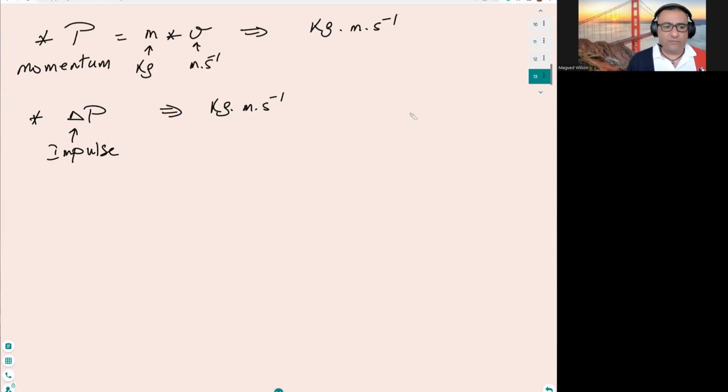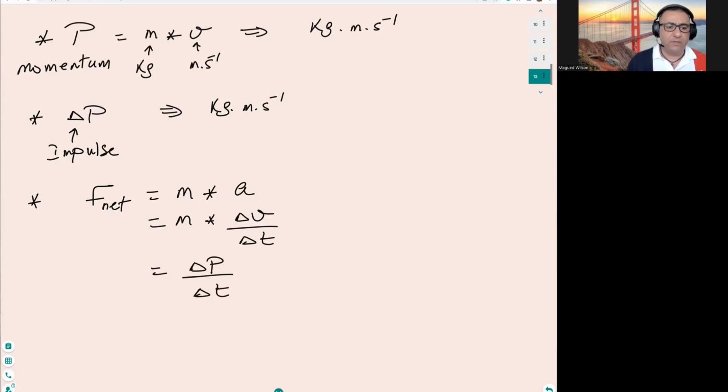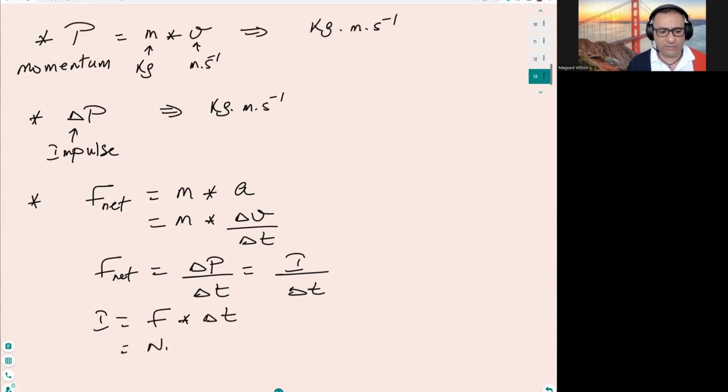And actually, we can link impulse to the force. According to Newton's second law, the net force is equal to mass times acceleration, and acceleration is delta V over delta T. So m times delta V is the change in momentum, so the numerator becomes delta P over delta T. And delta P, we call it impulse, I, and this is the net force or sometimes average force. So I is going to be the force times delta T, which is Newton second. So kilogram meter second minus 1 should be identical to Newton second.